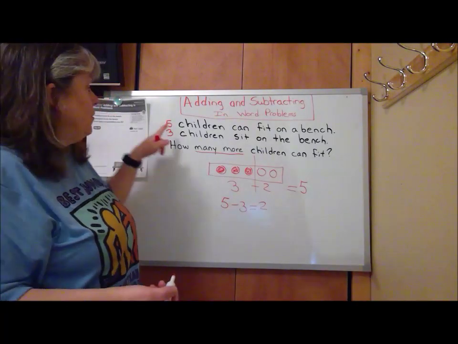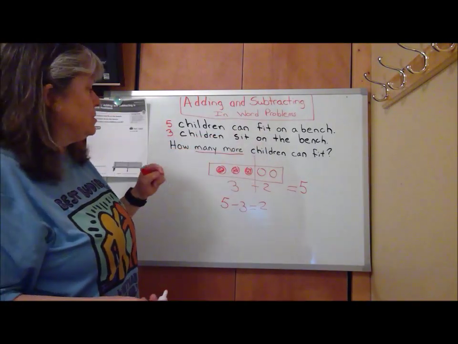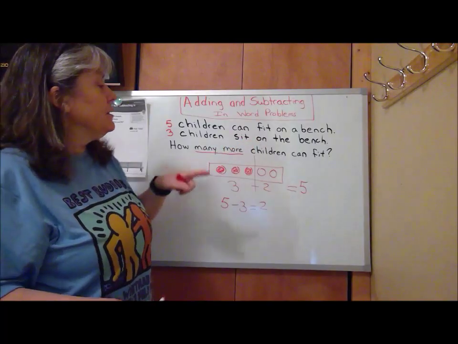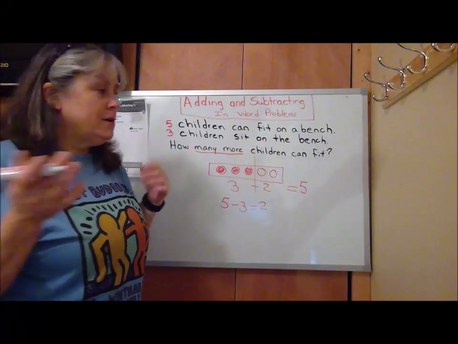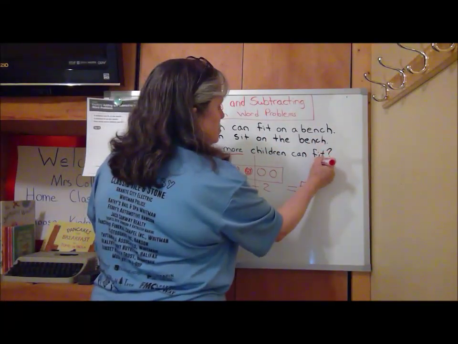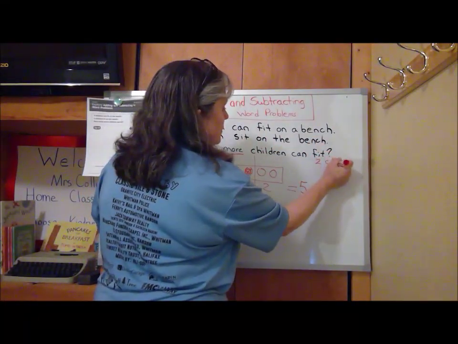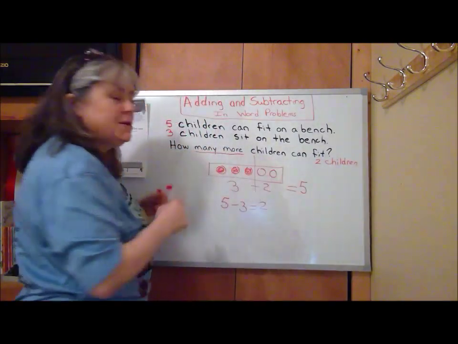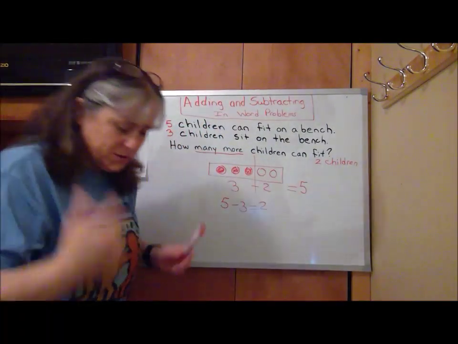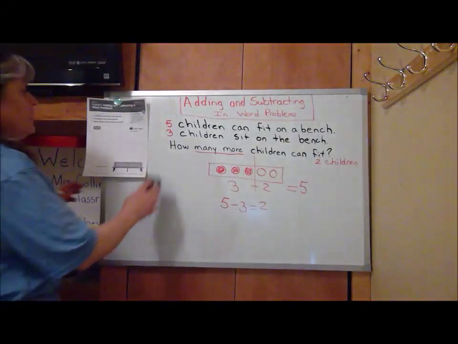All right, so 5 children can fit on the bench. 3 children sit on the bench. How many more children can fit? So what's our final answer? Our final answer is 2 children. Right? Because that's how many spaces we have left. All right, so let's erase that and do another one.